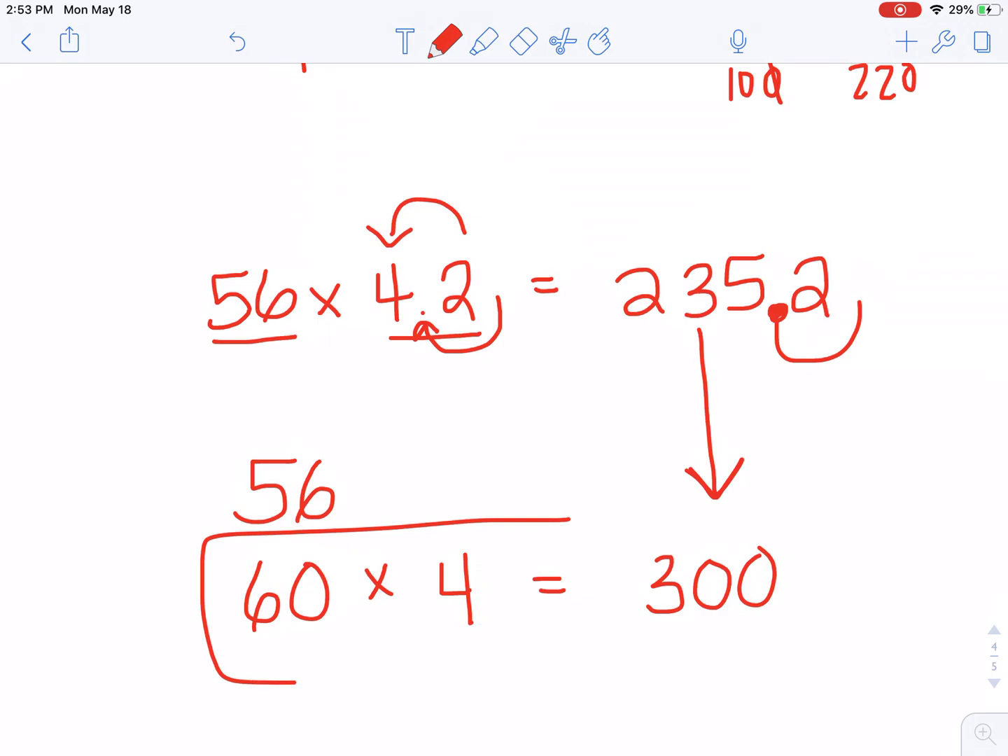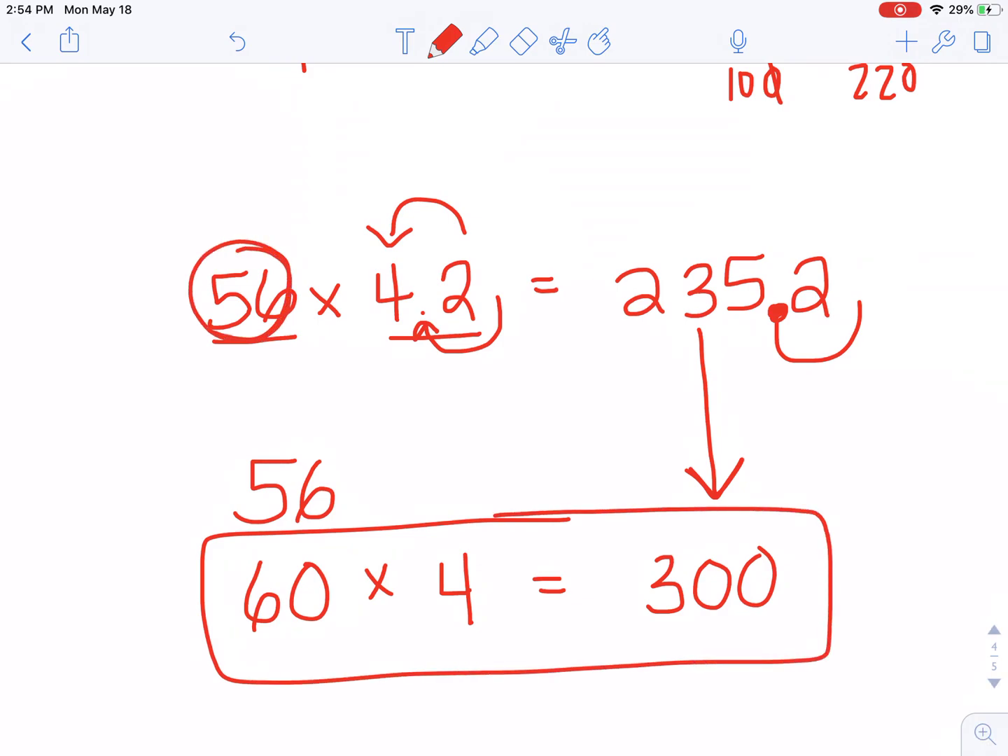But this is the number model they want. They want you to estimate. So what's 56 closest to, and what's 4.2 closest to? What whole number is the decimal closest to? So I did 60 and 4. And that's how you do those.